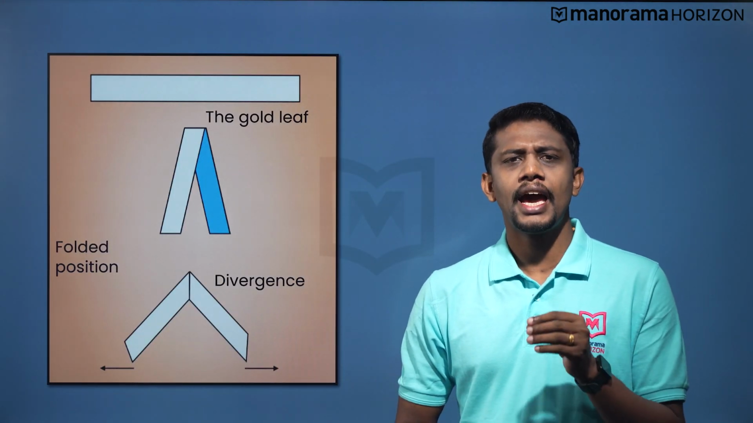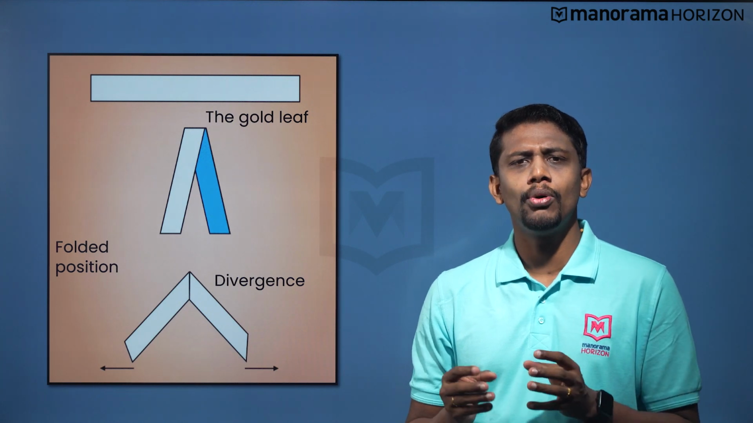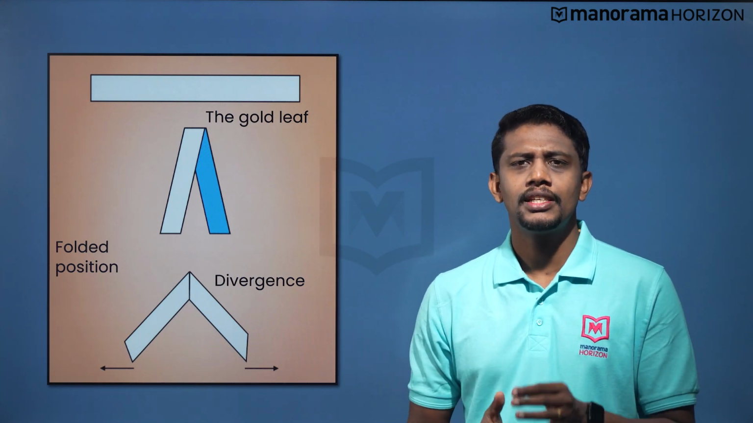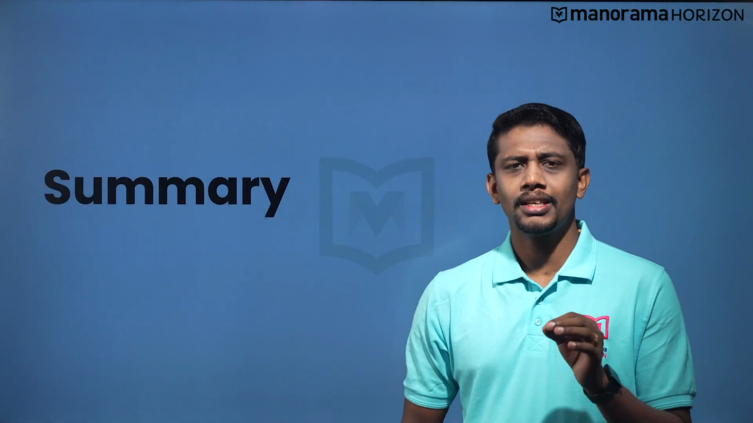This divergence and convergence of the leaf halves gives us some understanding of both the quantity and type of charge being transferred. Before we conclude, let's summarize this session.